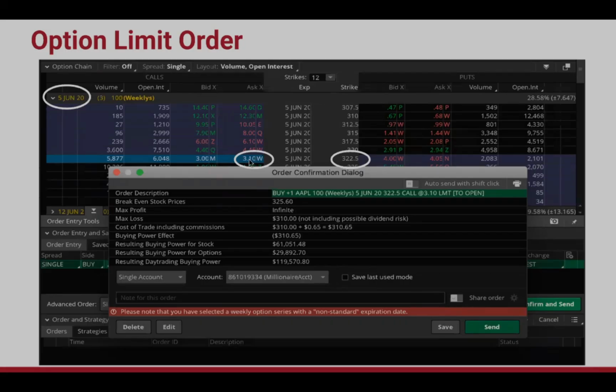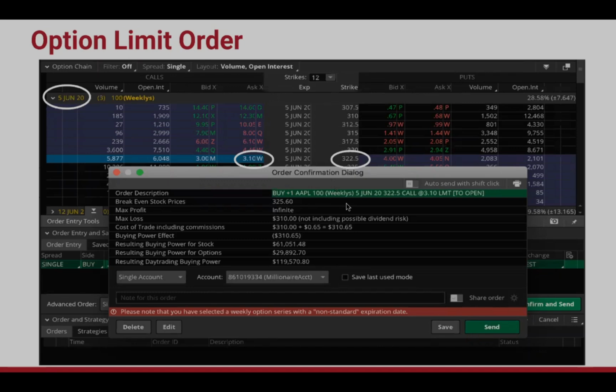And then when you wait until that particular date, as long as Apple is higher than 325.60, you're going to keep your premium. You're going to make whatever that difference is in the closing price and the strike price times 100. So if it's up $5 times 100, you're going to be up $500.